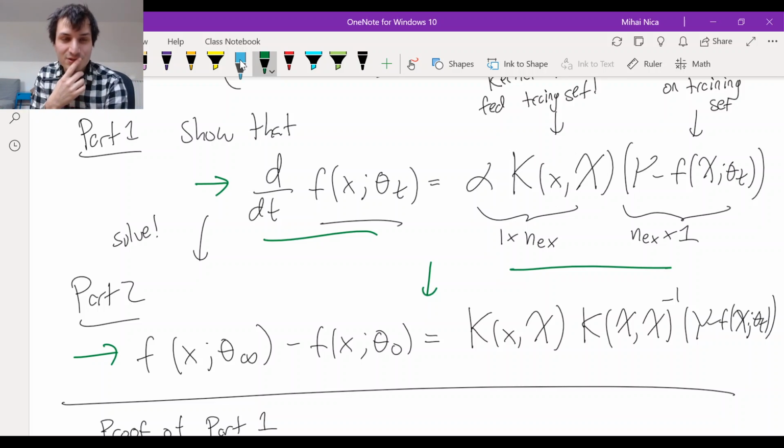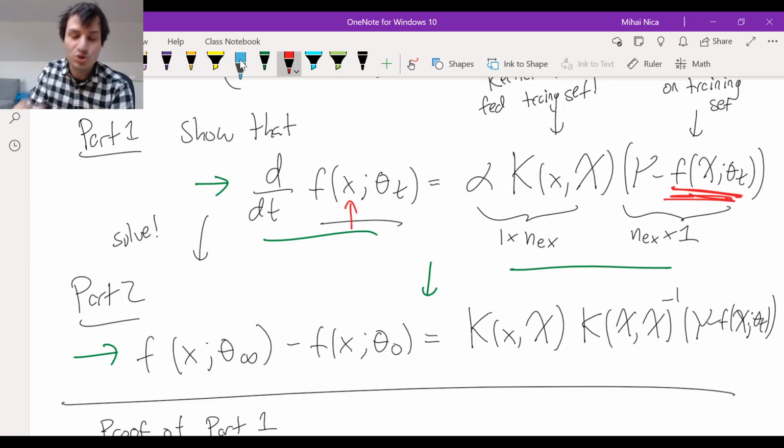Okay, and the first thing to realize is that what we really would like to know is f of script x theta t. So we have a formula for f at any point, any test point x. We can pick our favorite point x, and we know how that's evolving. But the evolution is in terms of f at the training points. So if we're going to solve this equation, we really need to understand what f at the training points is doing. How could we possibly understand this f of script x theta t? Well, the answer is we're going to plug it in to this equation.